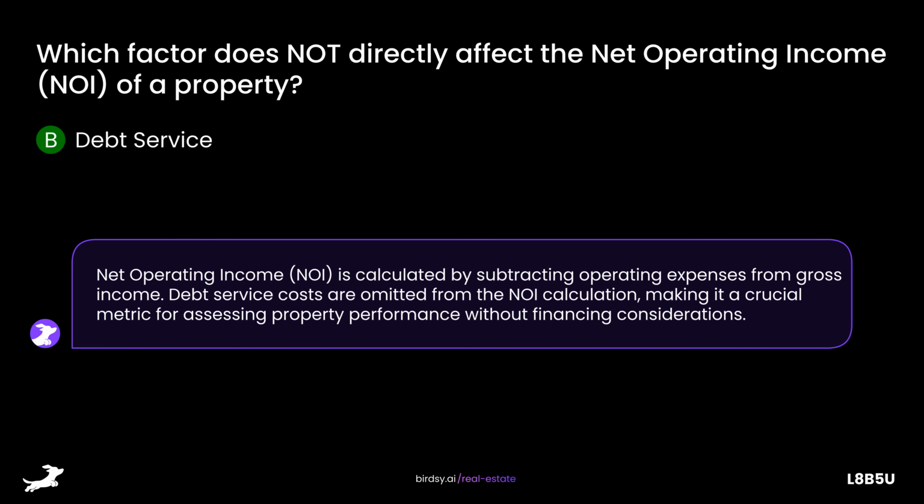Net operating income, NOI, is calculated by subtracting operating expenses from gross income. Debt service costs are omitted from the NOI calculation, making it a crucial metric for assessing property performance without financing considerations.